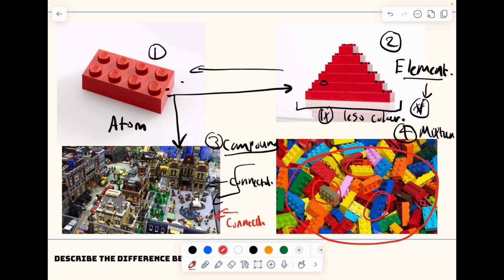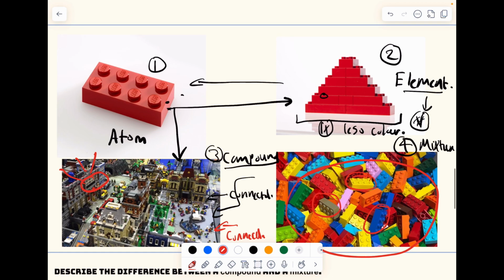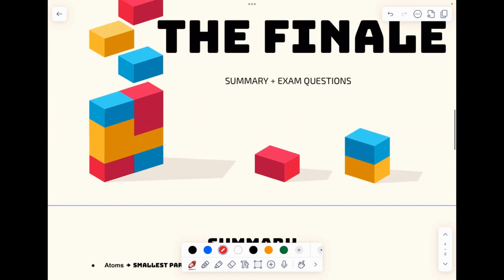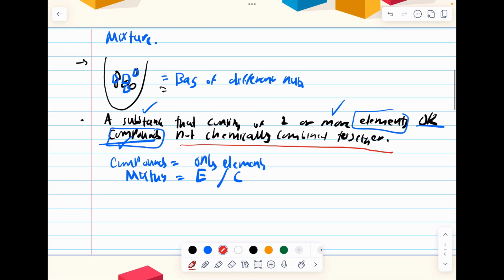But here, with compounds, if I want this piece, for example, it's going to be so long and so hard to take it out, because I'm going to have to take out this first, then this first, then this first, for me to finally reach my piece. But here, I can just reach for it and take it. So that's the difference between mixtures and compounds, okay? That's the definition you should be learning. So a mixture is a substance that consists of two or more elements or compounds not chemically combined together.